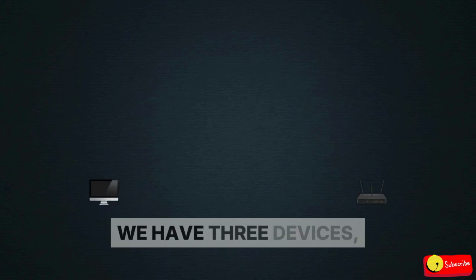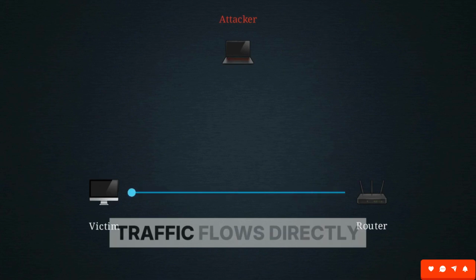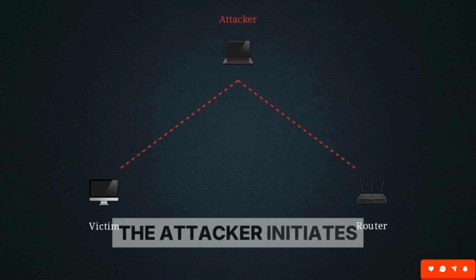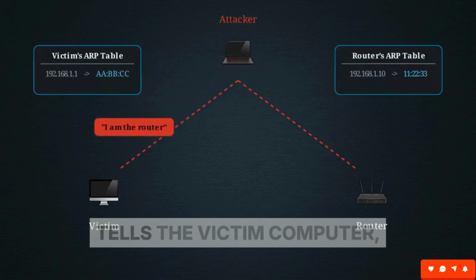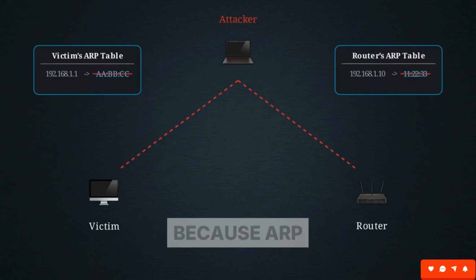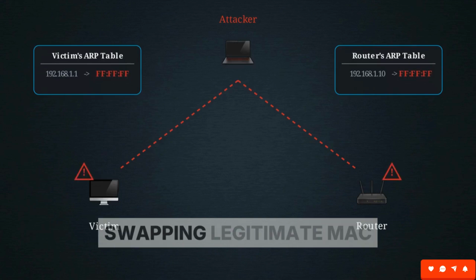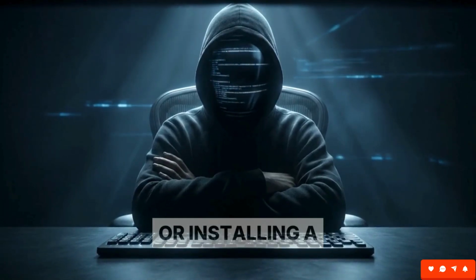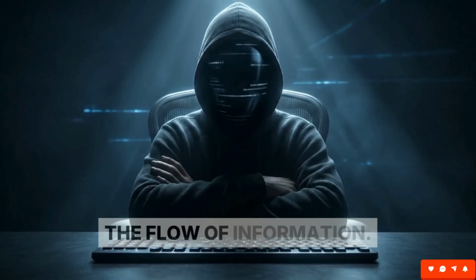In this diagram, we have 3 devices: a victim computer, a router, and an attacker. Normally, traffic flows directly from the victim to the router. To hijack this connection, the attacker initiates ARP poisoning, broadcasting lies across the local network. The attacker tells the victim computer, "I am the router," and tells the router, "I am the victim computer." Because ARP demands no proof, both willingly overwrite their internal tables, swapping legitimate MAC addresses for the attacker's. Without touching hardware or installing a single line of malware, the attacker has successfully used the network's own rules to reroute the flow of information.